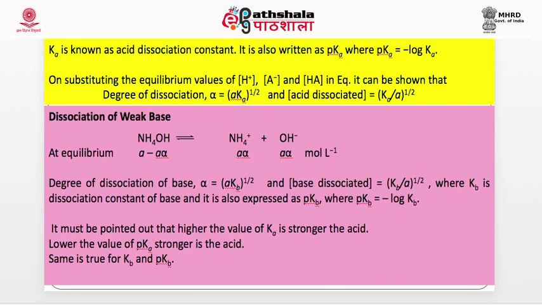In this equation, Ka equals H plus into A negative upon HA. If we substitute these values, this becomes A alpha into A alpha upon A minus A alpha. Since they are weak, their dissociation is very small, so A alpha will be negligible as compared to A. We will get A alpha into A alpha upon A, or ultimately by simplifying, we will get K equal to A alpha square. And alpha equals the square root of this. In case of base, instead of K, we will have this.